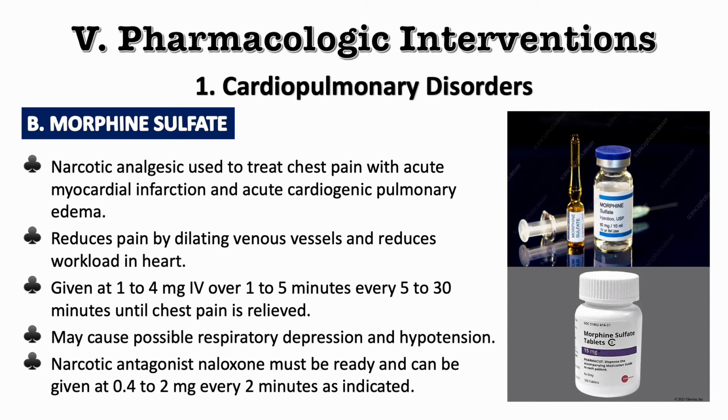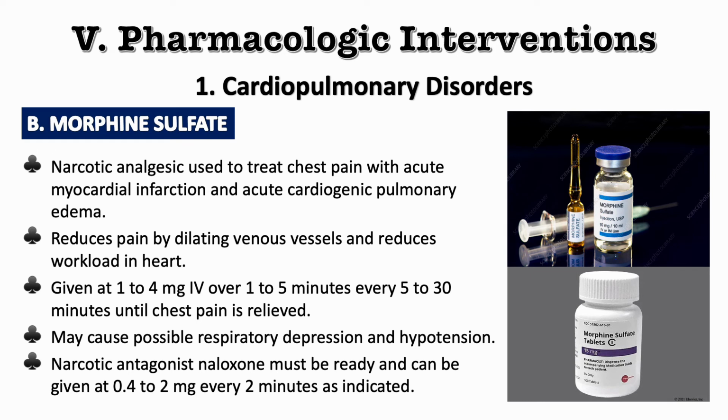Morphine sulfate is a narcotic analgesic to treat chest pain with acute MI and acute cardiogenic pulmonary edema. It reduces pain significantly as it effectively dilates venous vessels and reduces workload in the heart. It's given 1 to 4 mg IV over 1 to 5 minutes every 5 to 30 minutes until chest pain is relieved. Morphine sulfate may cause possible respiratory depression and hypotension.